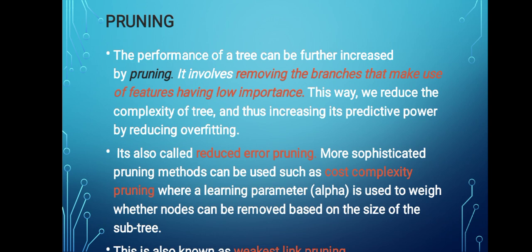More sophisticated pruning methods can be used, such as cost complexity pruning, where a learning parameter alpha is used to determine whether nodes can be removed based on the size of the subtree. This is also known as weakest link pruning. So sa pruning, ito yung sa data compression technique and search algorithm that reduces the size of a decision tree. Yun. At ito ay nag-removing ng mga branches having low importance.